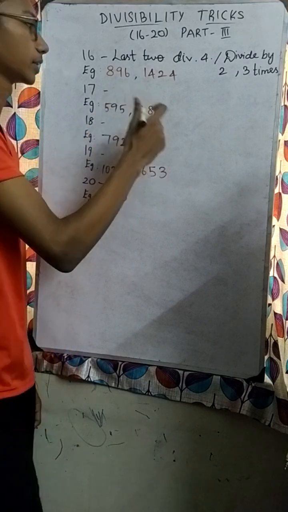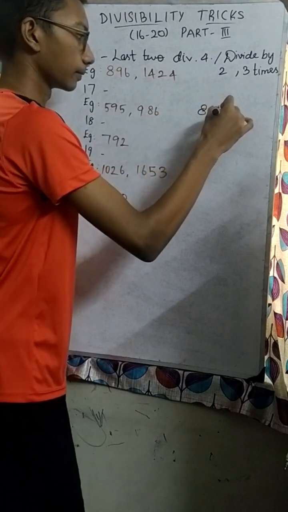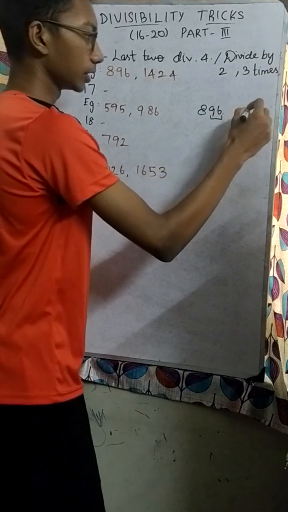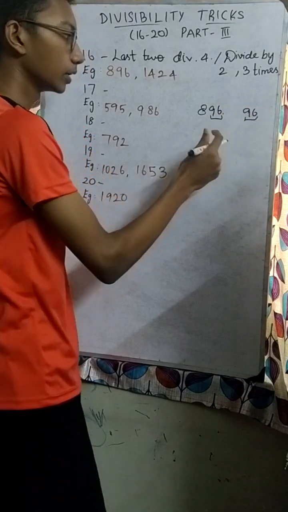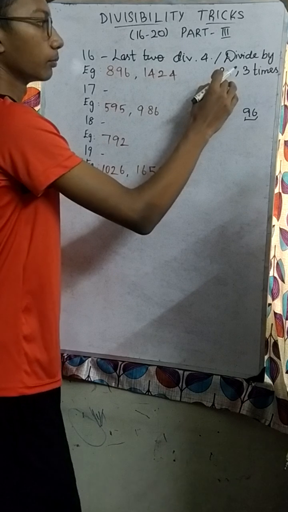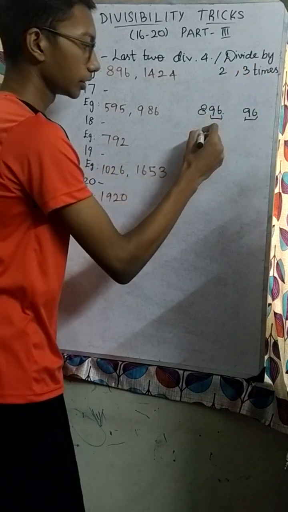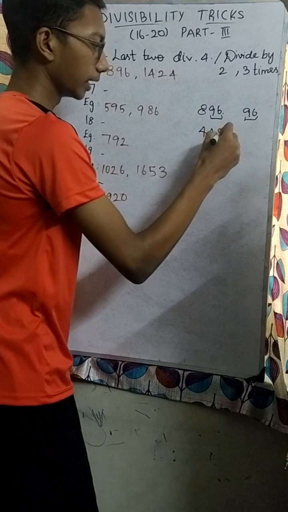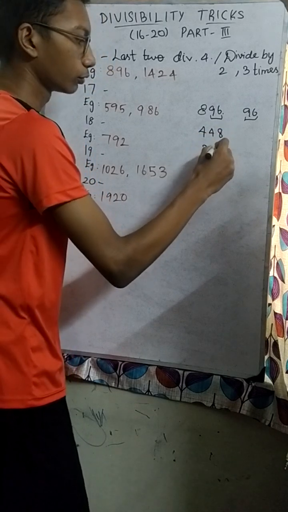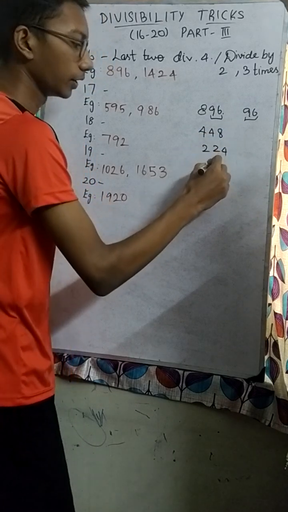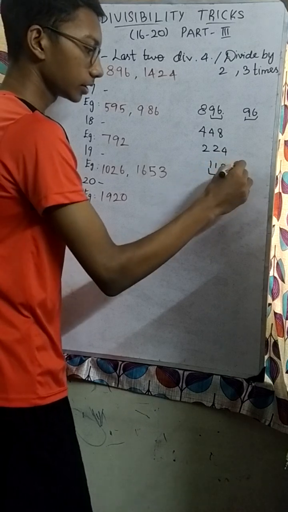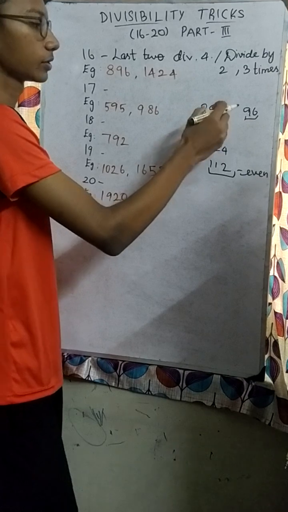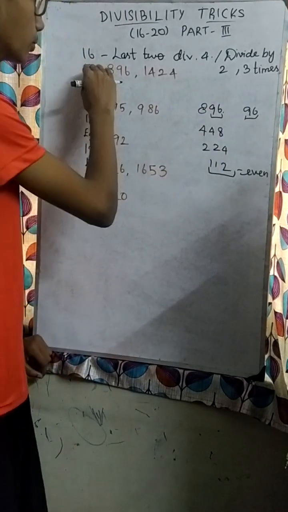Now let's start with an example. Let's say 896. So the last two digits are divisible by 4, as we can see, since 96 is divisible by 4. Now we need to divide this number by 2 3 times. So 896 divided by 2 gives 448. Again if we divide, we get 224. Again if we divide, we get 112. Since this is an even number, that means this number is divisible by 16. So that's one thing about number 16.